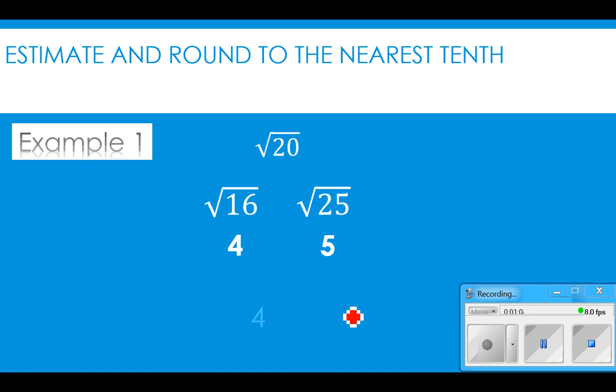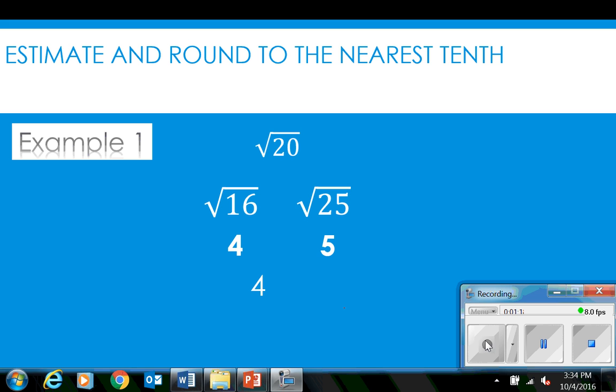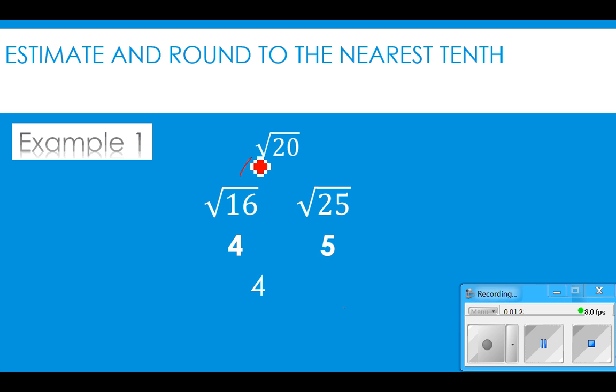So let's write our whole number as 4, and then we're going to do something to figure out what our fraction is going to be, and then change that fraction to a decimal. The first thing we're going to do is subtract these two numbers, just the radicands. 20 minus 16 is 4. And then we're going to subtract these radicands: 25 minus 16 is 9. That is actually going to be the numerator and the denominator for our fraction.